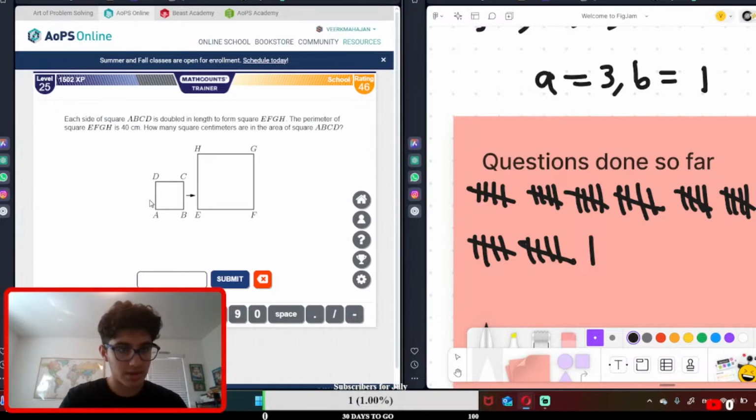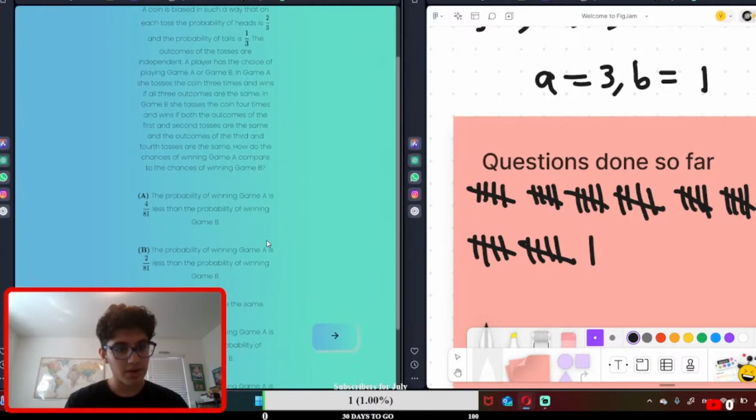Each side is doubled in length. The perimeter is 40 on each square centimeter. 40, 10, 20, 400. Right? 100. And then if you double everything, it'll go to 20 times 20. So 400.